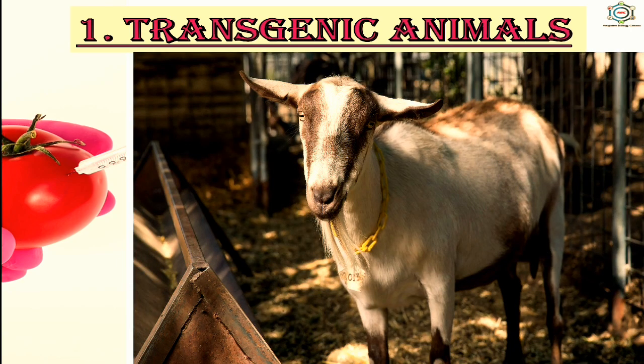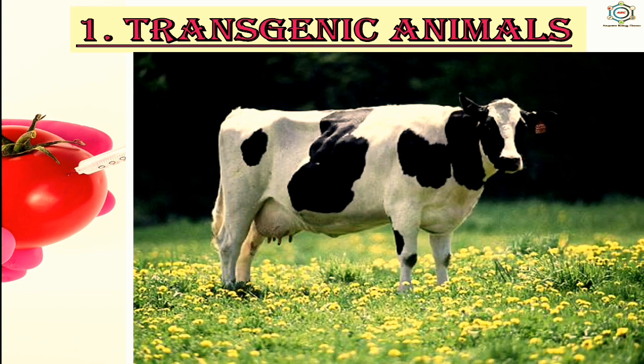Now, transgenic goats. Goats having a human gene that codes for a blood clot dissolving protein, that is tissue plasminogen activator TPA, have been formed. They secrete this protein in the milk. This protein is used for the treatment of coronary thrombosis. Now, transgenic cows. Cows containing cDNA coding for the antibacterial human iron binding protein, that is lactoferrin, have been produced.